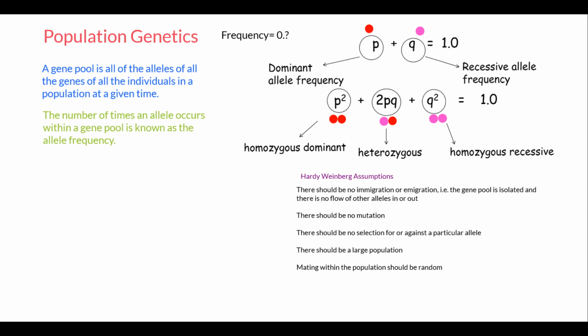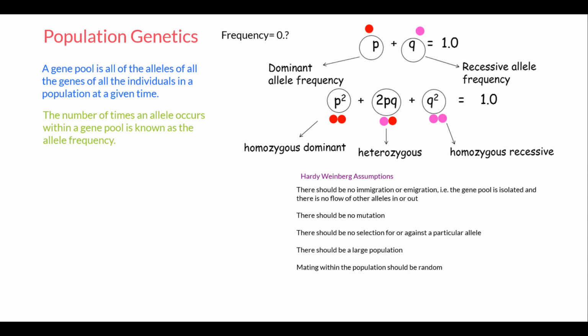So in a second I'll show you an example, but before we move on, we have to be aware of some assumptions we assume when we're using the Hardy-Weinberg equation. So there should be no immigration, no emigration. There should be no mutation, no selection. There should be a large population, and mating should be random. Now, this can come up as a recall question, so you simply need to learn them.